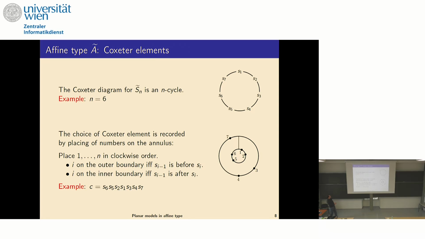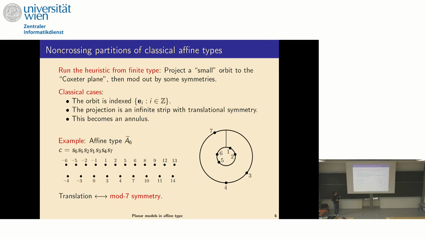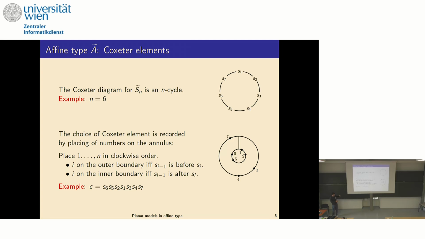The choice of Coxeter element is recorded again by placing the numbers on the annulus. You've got the details there, but I have to choose an ordering to put S_1 through S_7 in. That corresponds to some elements from 1 to n being placed on the outside of the annulus, and some being placed on the inside. It gets back to the question that was here: some of them go to the top row and some go to the bottom row. There's no good reason to call one top or bottom, or to say this is the inside of the annulus, except that I drew it that way.